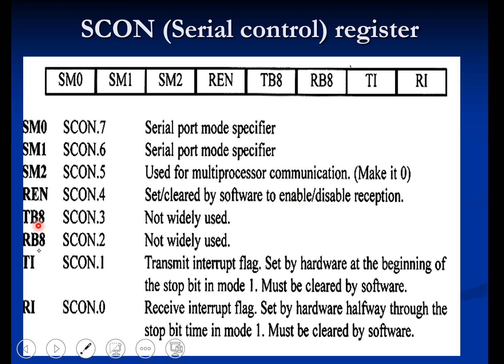Then TB8, it is the ninth bit of the data that is to be transmitted. RB8 is used in modes 2 and 3. It is the ninth bit received by the microcontroller, but these two are not widely used. TI is known as the transmit interrupt flag, which is set by hardware to indicate the end of transmission. It has to be cleared by the software.